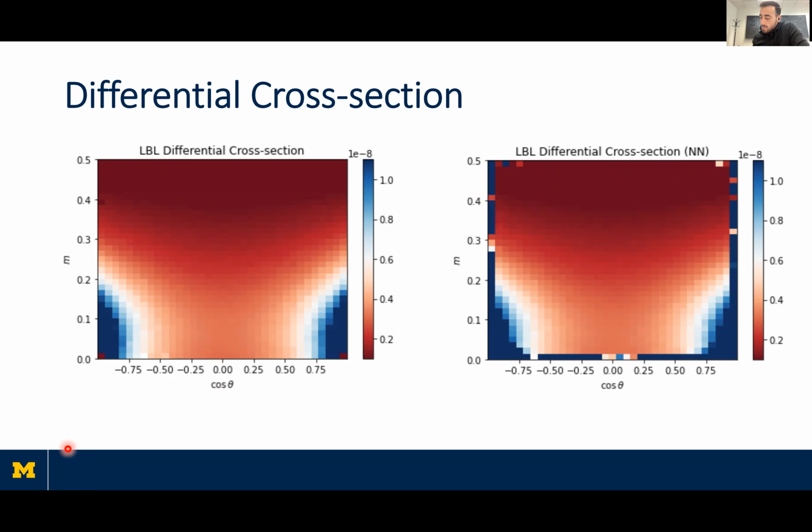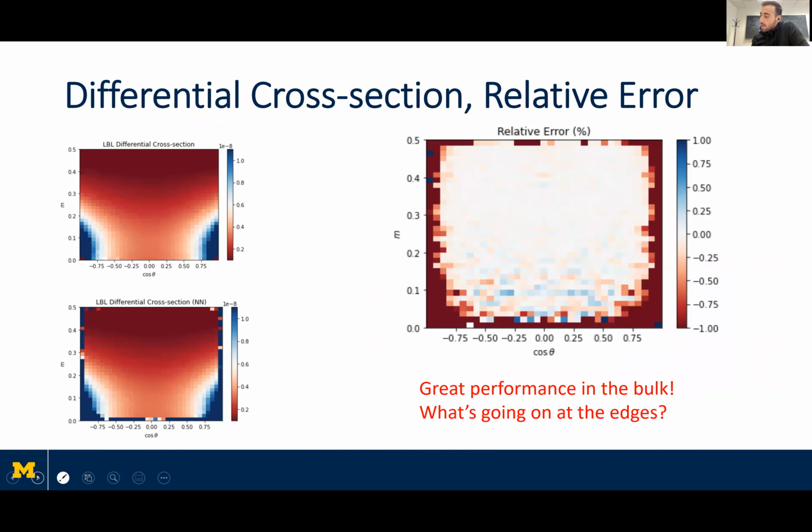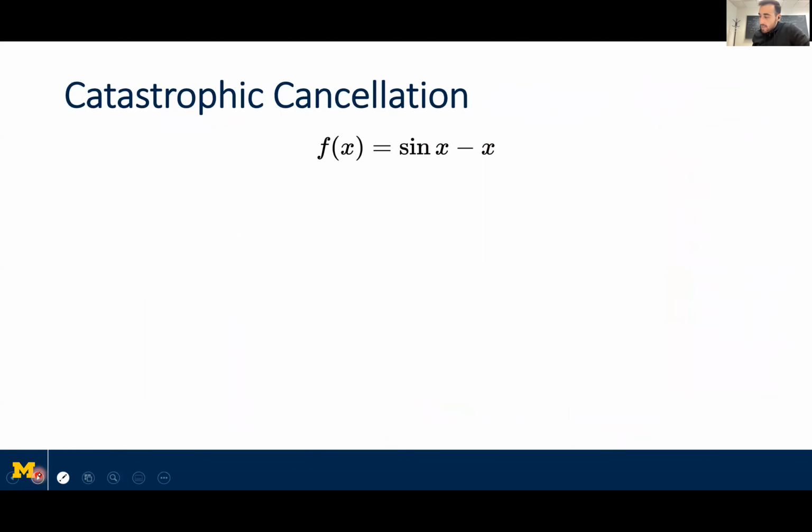And you can bring out this discrepancy more by plotting the relative error. And what we can see here is that inside the bulk, the relative error is very close to 0. In fact, it almost never exceeds 1% error. But as soon as you go to the edges of phase space, suddenly the error just shoots sky high, starts to increase much higher than 1%. So there's great performance in the bulk, but something's going on at the edges. We're not getting good results with neural networks at the edges. So I spent a lot of time thinking about this. Why is this happening?